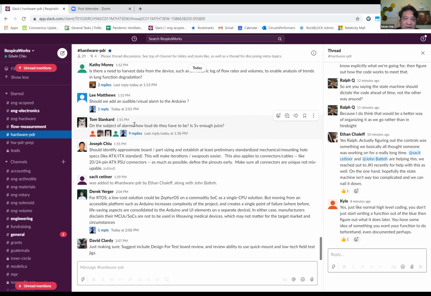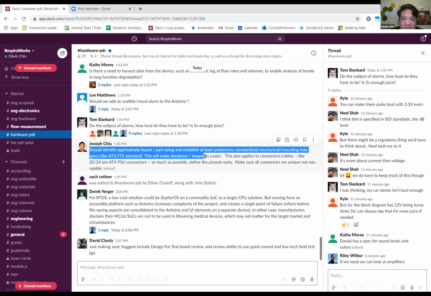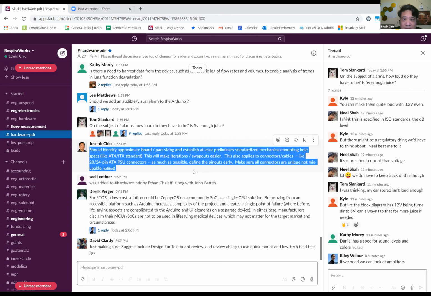On the subject of alarms, how loud do they have to be? Looks like we got a lot of answers on this already, but JAM found specifications for medical devices and how loud they have to be. It'll be on there. Joseph says we should identify appropriate board sizing and establish at least preliminary standardized mechanical mounting holes. Absolutely, yeah. This is all going to be defined in the PC board.